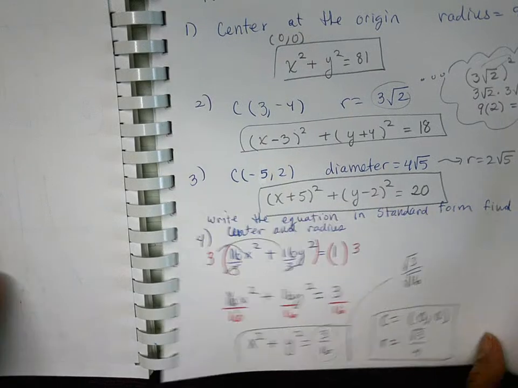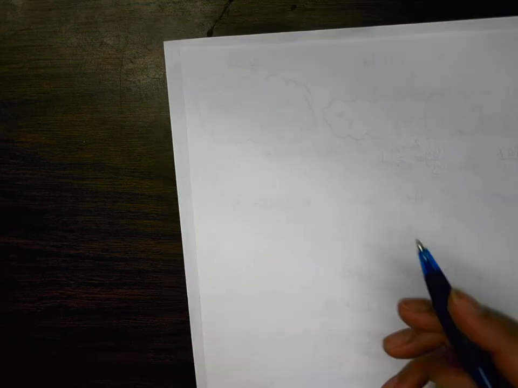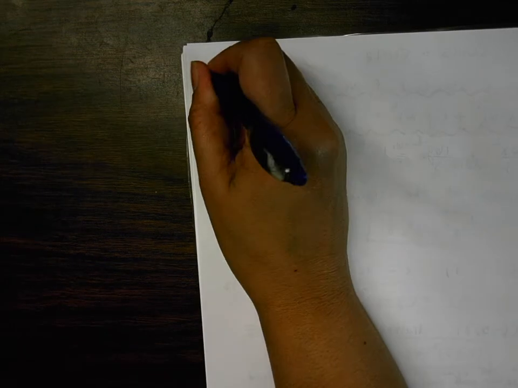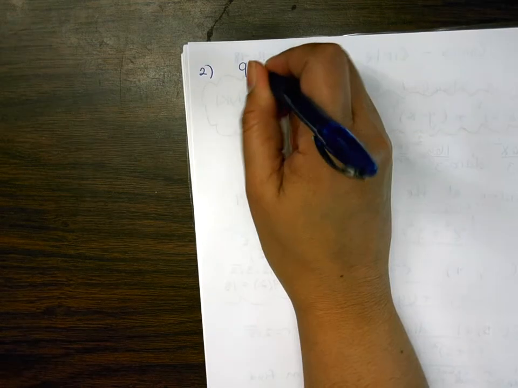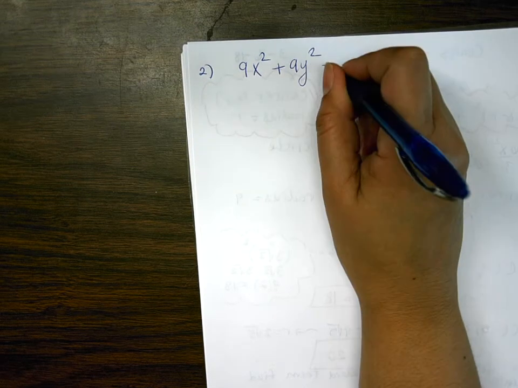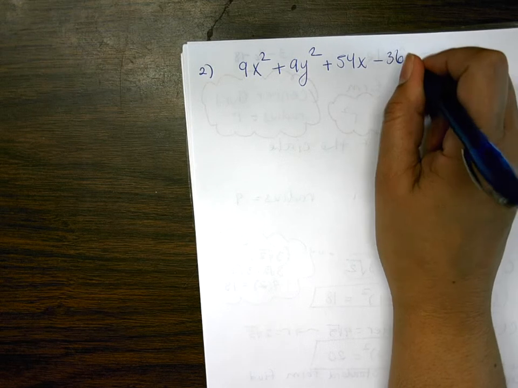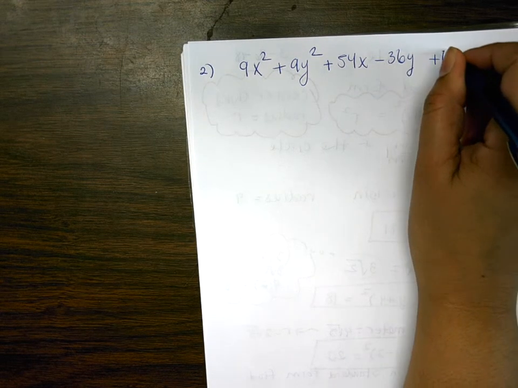All right. We are going to try another one like this. So far, do you guys agree it's really not that hard? Circles are not that bad. All right, number 2. 9x squared plus 9y squared plus 54x minus 36y plus 17 equals 0.